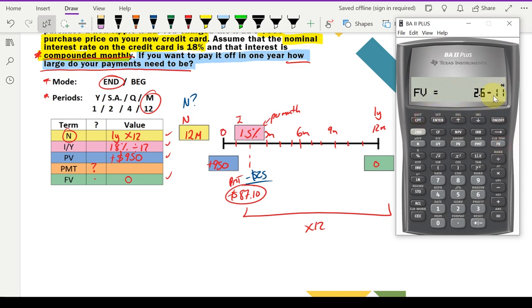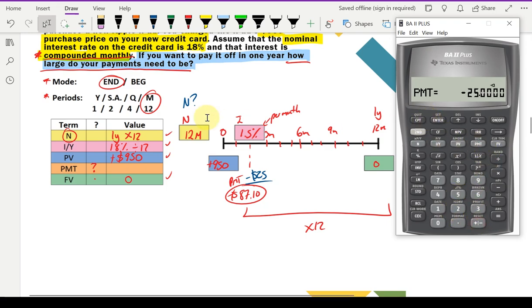It's 2.6 to the negative... There's 11 zeros in front of this number, so it's effectively 0. So let's just make that 0. Now, the only thing I'm going to change is my payments. I only want to make $25 payments, right?